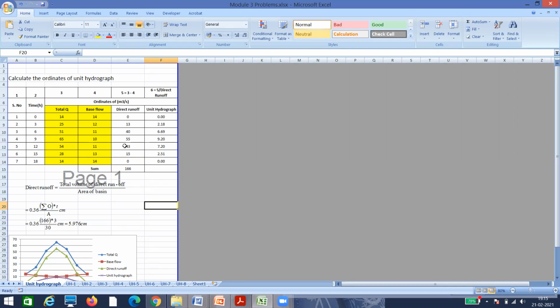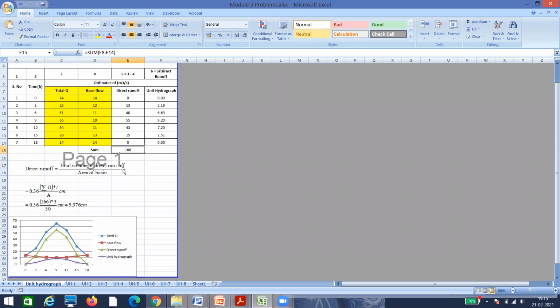Now to get the direct runoff, we deduct base flow from total discharge. So 14 minus 14, 0, 25 minus 12, 13, 51 minus 11, 40, and so on. Then we add up all these ordinates to get the sum, that is 166. Now this is useful to calculate my unit hydrograph. Now we have a formula, direct runoff is equal to total volume of direct runoff divided by area of basin.